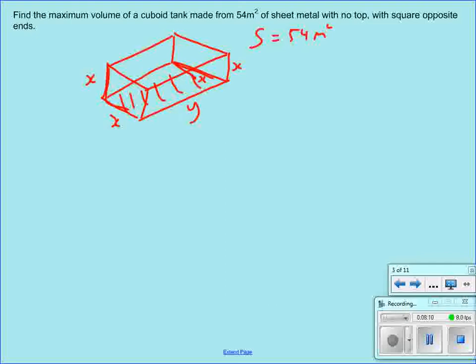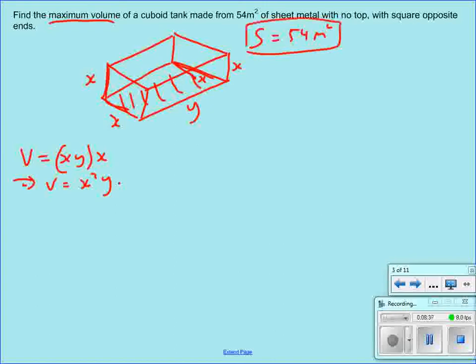So again, the question is asking for the maximum volume, so let's express this in terms of our x and y's at the moment. So the volume equals the base, which is x times y, times the height, which is x. So therefore V equals x squared y. I need to find what y is, don't I? Because again, I've got two variables here. So this is where I can use this surface area problem.